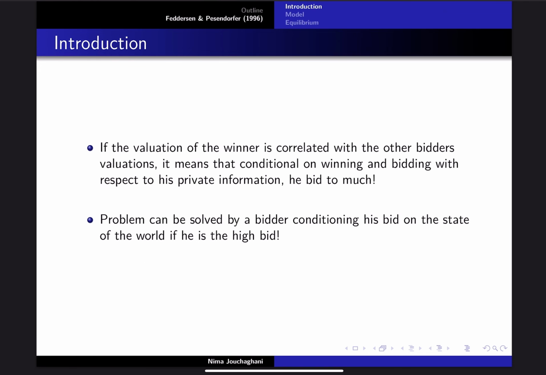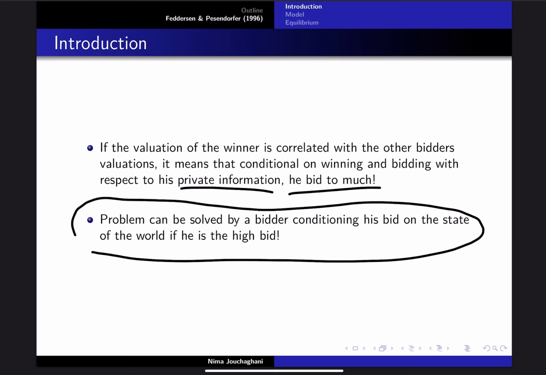Because, conditional on winning and only bidding with respect to your private information, you bid too much. So you overbid, basically. And how can this problem be solved? Well, it can be solved by conditioning your bid on the state of the world when the bid is high. So when you are the high bid, so when you bid to win the auction.